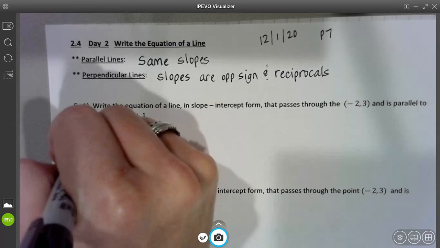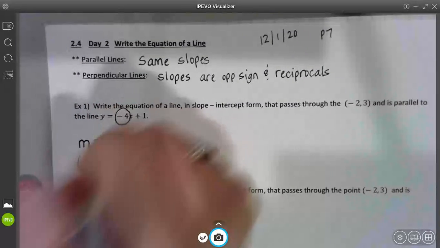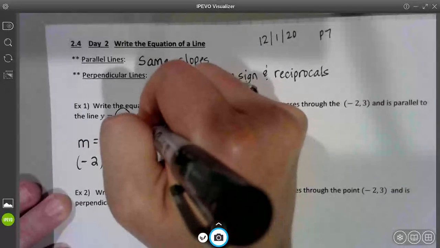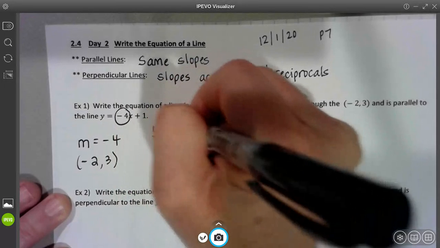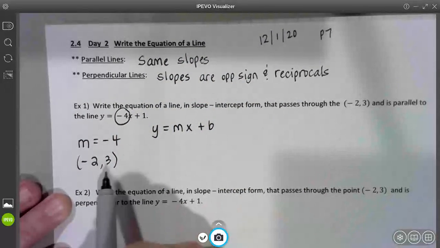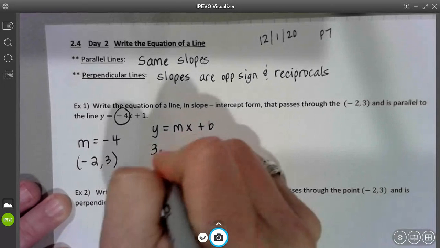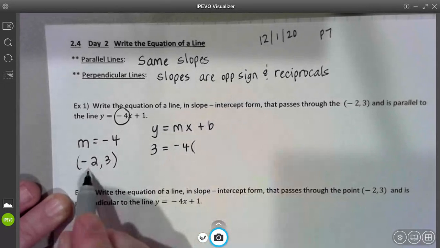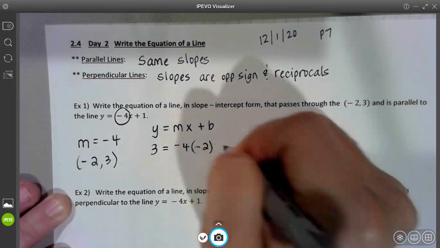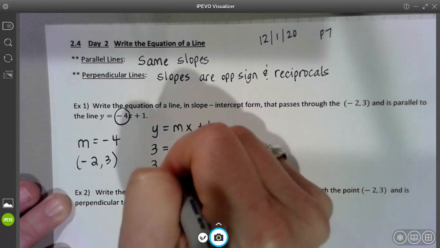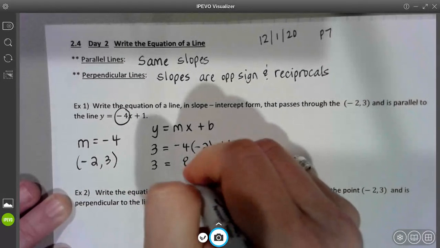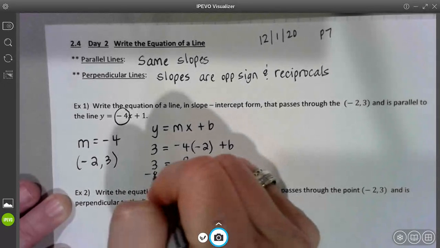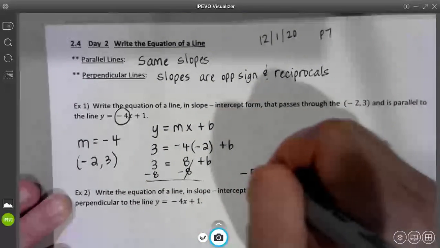We know a point that has to be on our line. So we do have enough information to plug in for m, x, and y and solve for b. So that's what we're going to do. We're going to solve for our y-intercept. All right, so I'm going to plug in +3 for y. I'm going to plug in -4 for m. And then I'm going to plug in -2 for x. And then plus b. And then 3 will equal -4 times -2 is 8 plus b. All I got to do is -8 to the other side. And we got ourselves -5 is b.